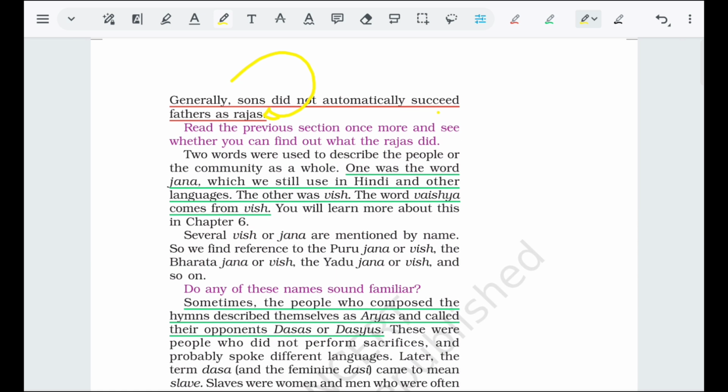One of the words was jana, which is still used in Hindi and other languages, the other was vish. The word Vaishya comes from vish. There are four types of varnas: Brahmin, Kshatriya, Vaishya, Shudra. The Vaishya is the third one, and they were for the purpose of fulfilling the materialistic needs of society.